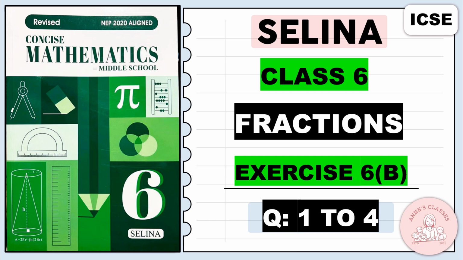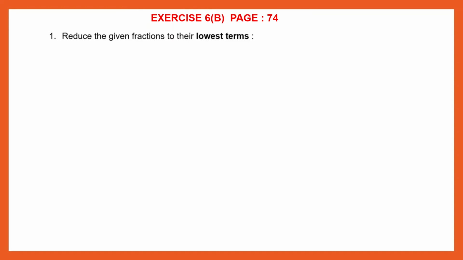Let's do fractions exercise 6b. This is on page number 74. Question 1. Reduce the given fractions to their lowest terms. So the first question given to us is 8 by 10.